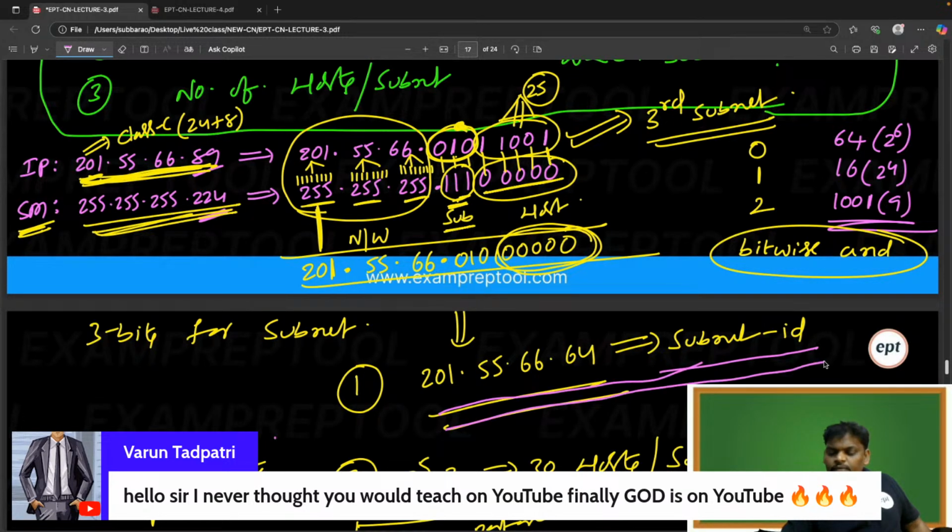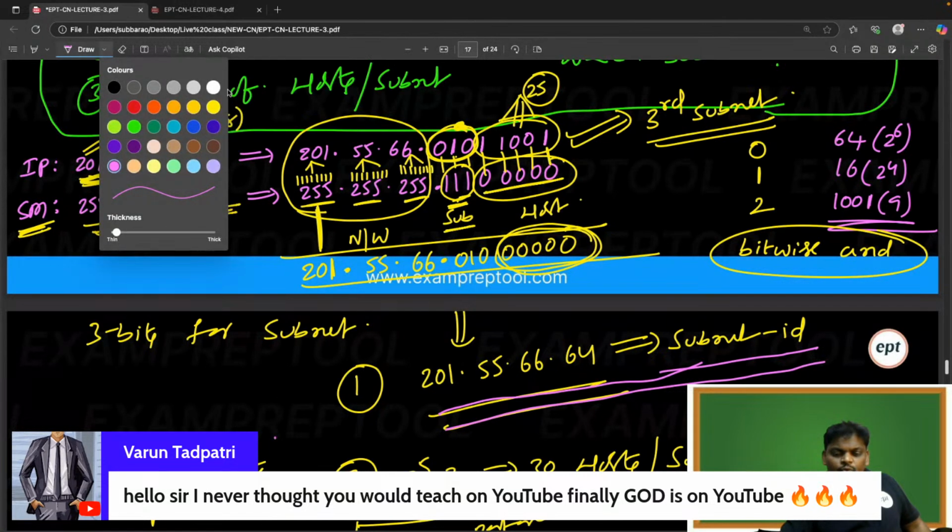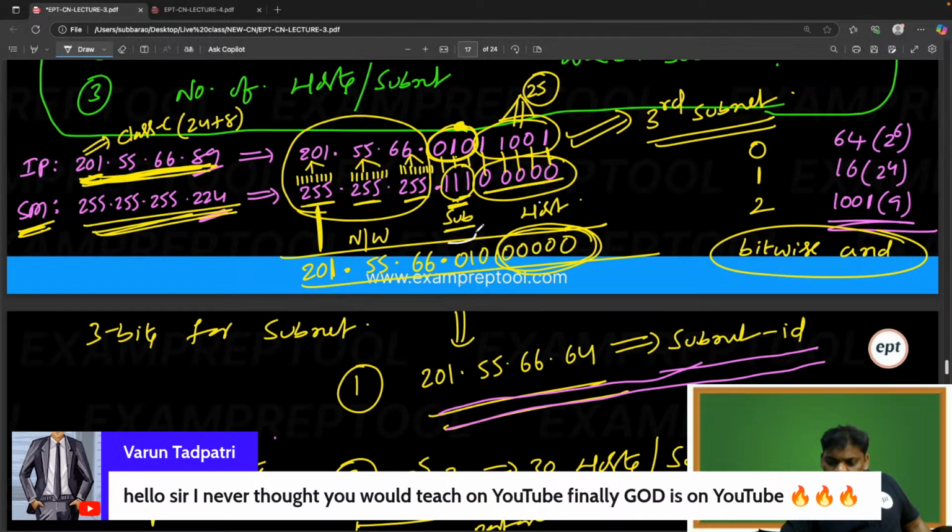Please concentrate. And one more thing, let me use another color. Can you see this one? Wherever the subnet mask area is, see that area. If you concentrate properly, this is going to be the subnet number. Subnet number 2 means 010. Third subnet.